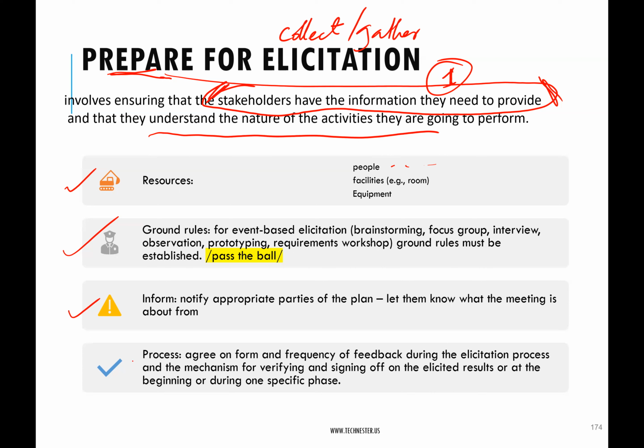You also want to make sure that everyone knows the process, right? Especially how they will get feedback during the elicitation process, how will signing off occur? So after elicitation, how will the signing off occur? Right? How will they get to see the results of the elicitation? Right? So you want to communicate all this so that you manage their expectations.